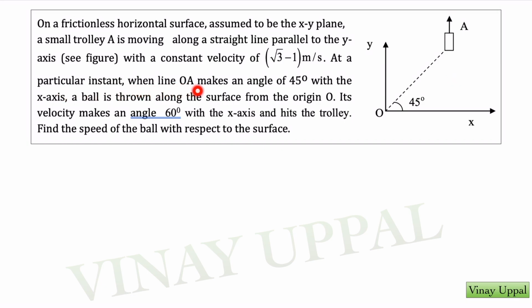At a particular instant, when line OA makes an angle of 45 degrees with the x-axis, a ball is thrown along the surface from the origin. So the ball is thrown along the surface. Here we're going to assume that the ball's velocity is constant along the surface. Its velocity makes an angle of 60 degrees with the x-axis. So you should realize that the ball will be thrown at an angle of 60 degrees to the x-axis. Remember, it's all along the surface. This is a horizontal plane, we are looking at the top view, and it hits the trolley. So find the speed of the ball with respect to the surface. Let's take a look at how we can solve this question.